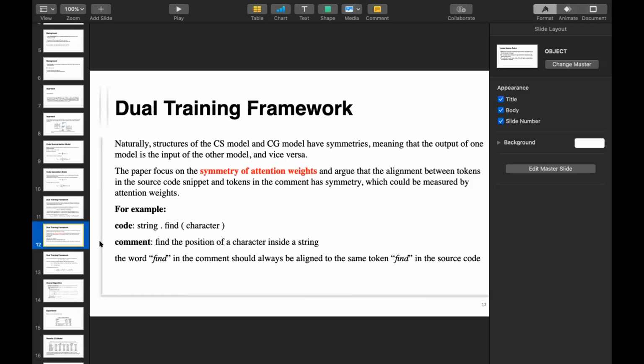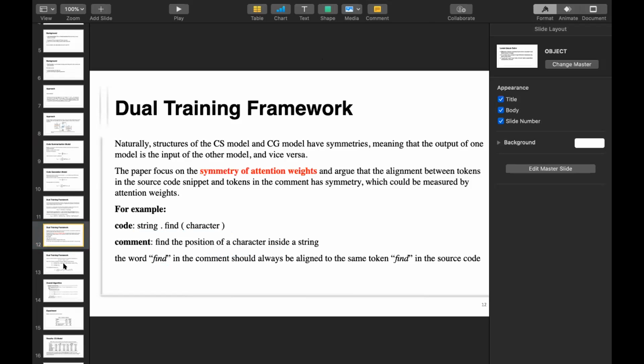For example, if the code here is string.find character, and the corresponding command is to find the position of a character inside a string, then the paper speculates that the word find in both the code and the command should have similar attention weights. So this is the idea of the second dual constraint.